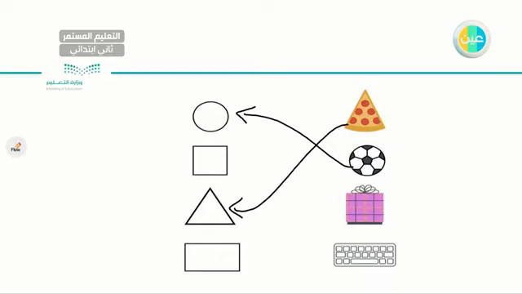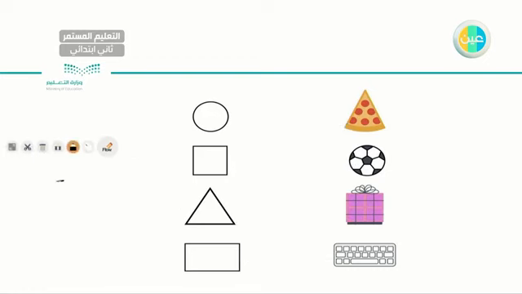Next one I have here is a box or a gift. It has the same shape of a square. Very good. And the last one I have is a keyboard. This is like a desktop that has a keyboard. It has the same shape of a rectangle. Very good, rectangle. So let's read the shapes. I have circle, square, triangle, and rectangle. Very good. Let's go to the next slide.